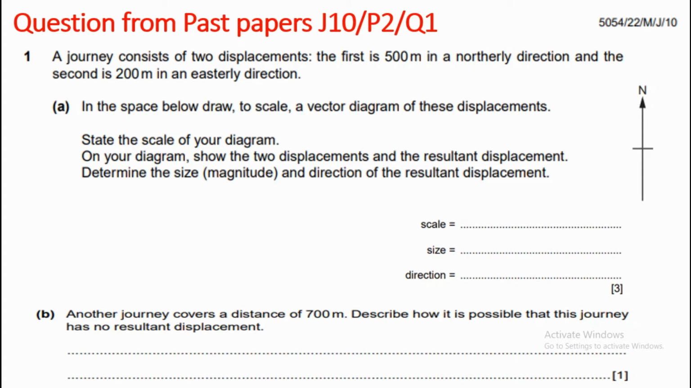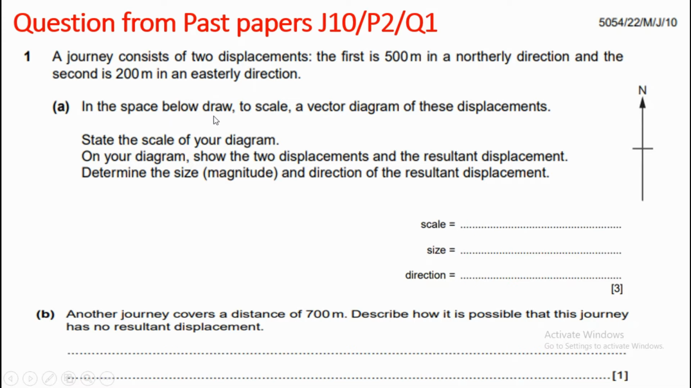Now let's discuss some questions from past papers. Question number 1 is taken from the May-June 2010 paper. This shows paper 2, variant 2, and this is the code for physics. So the question is, a journey consists of two displacements. The first is 500 meters in the north direction, and the second is 200 meters in the east direction.